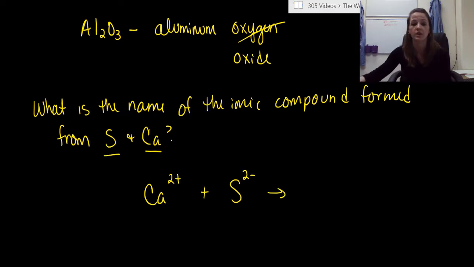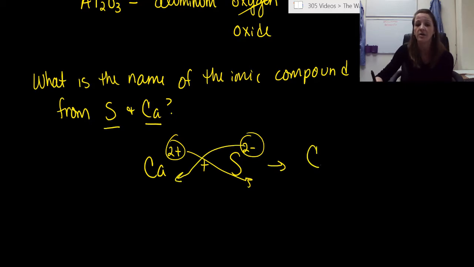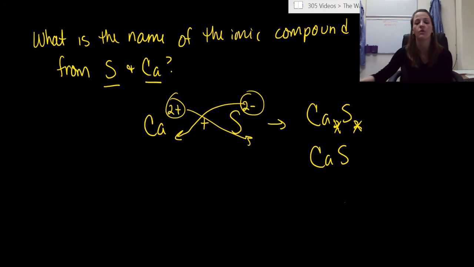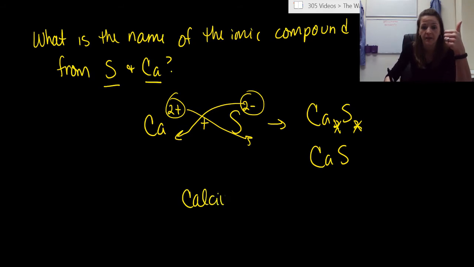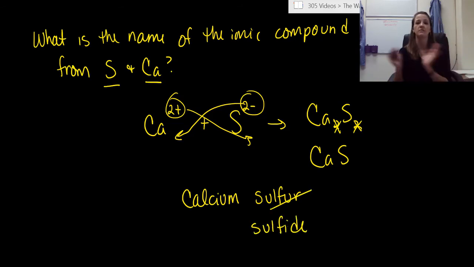And so if we do our little trick where we take our 2+, that becomes a subscript of the sulfur. The 2- becomes a subscript of the calcium. You end up with Ca2S2. You never, ever, ever write 2s and 2s or 3s and 3s. If it's the exact same number, you eliminate it and you just write like this, CaS. So the correct name of this, you name the cation first, calcium. Name the anion second, sulfur. Change the ending, sulfide. Calcium sulfide.